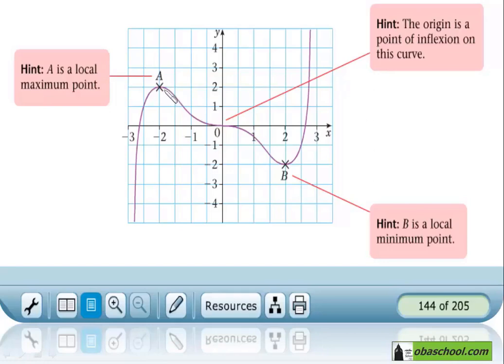Okay, now for B. The function was decreasing, then it stopped at B and started to increase. So B is a local minimum point, and it is local because we have points that are less than B. Okay, now for the 0. Notice that here, 0 is a minimum for this part and a maximum for this part. That is why it is a point of inflection. It has different roles depending on the neighborhood.